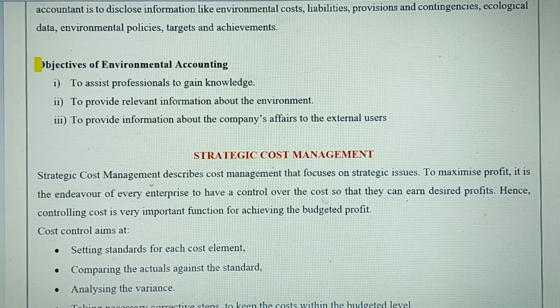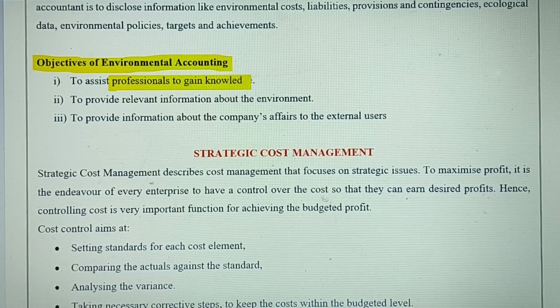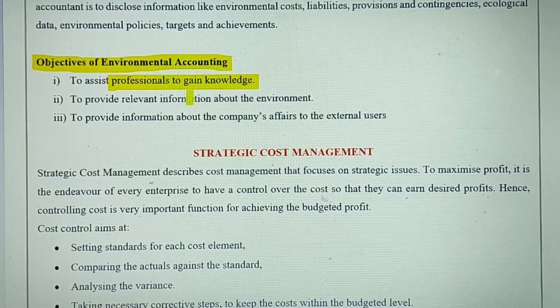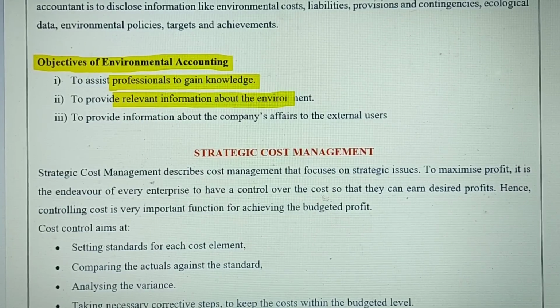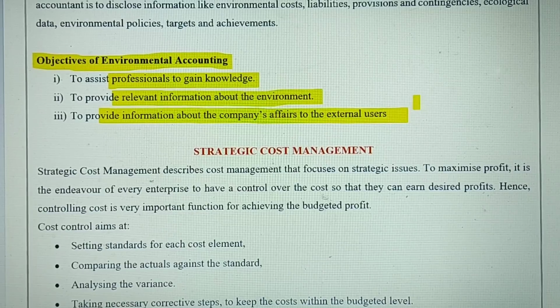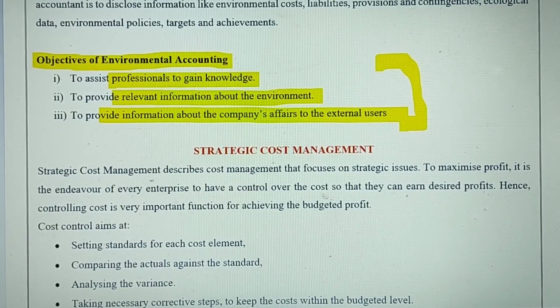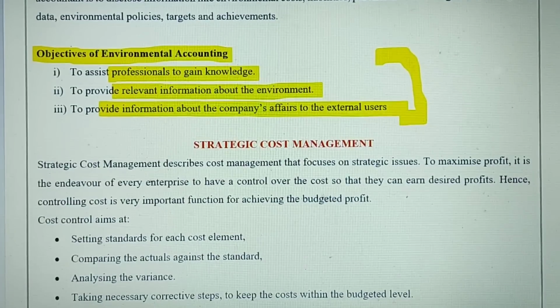You should expand all these points. The objectives are basically to assist the professionals to gain knowledge about the environment, to provide relevant information about the environment, and to provide information about the company's affairs to the society, so that they also know how the firm takes care of the society.